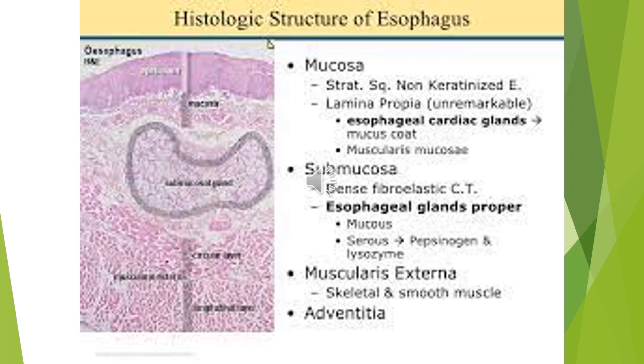Then the outermost layer is called the adventitia. In the cervical and the thoracic parts of the esophagus, it is surrounded by adventitia of loose connective tissue containing blood vessels, nerves and lymphatics, while the abdominal part of the esophagus is covered with the serosa.